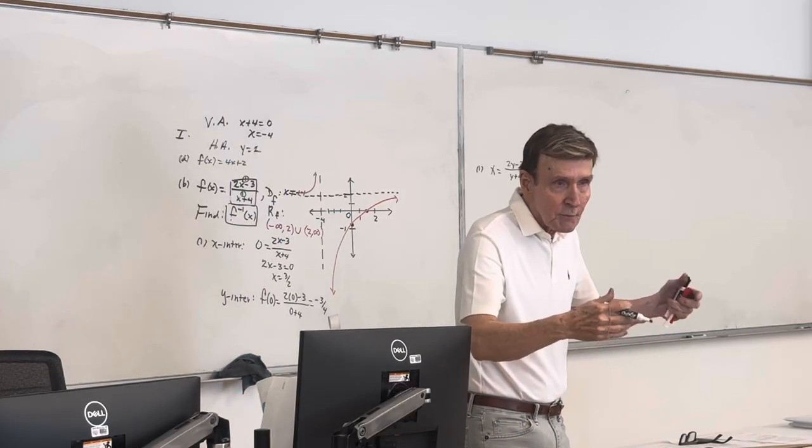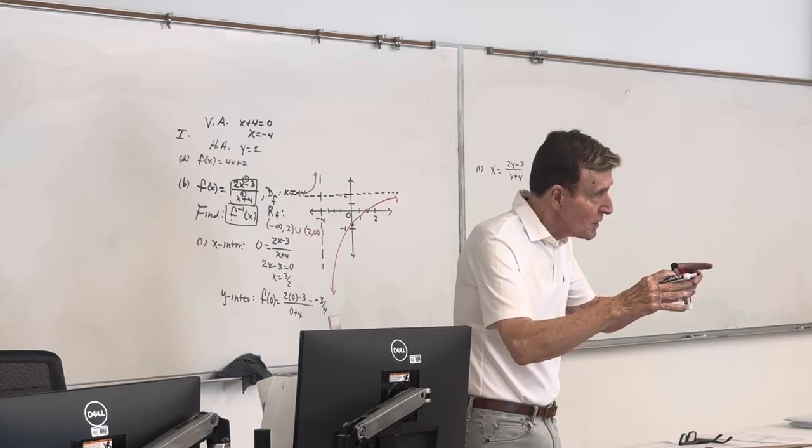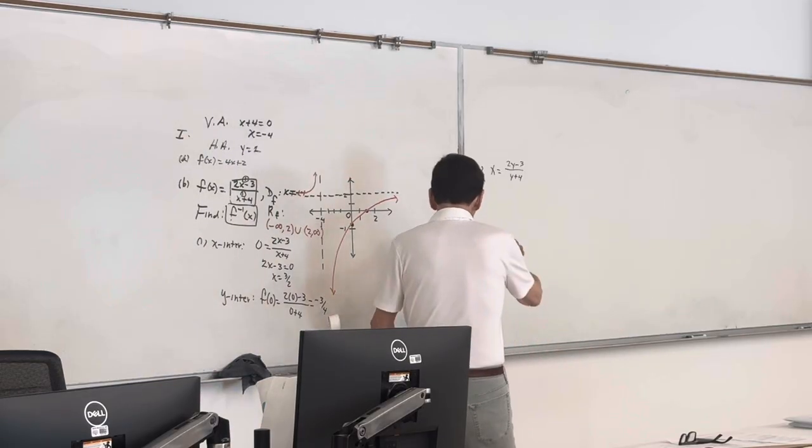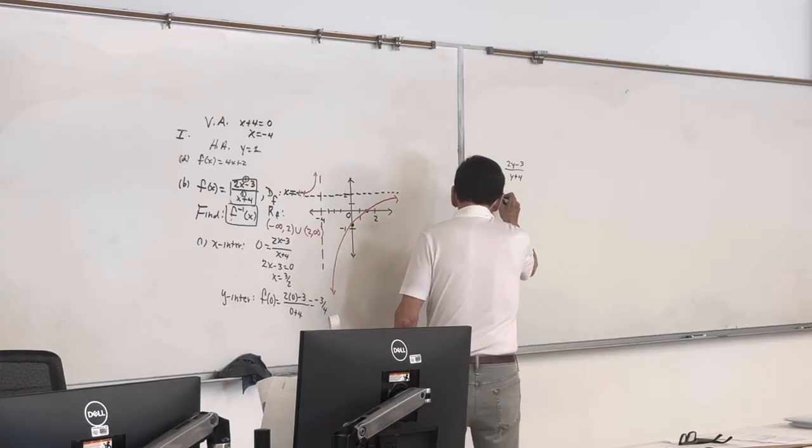And what's step 2 of the 2-step plan? First you interchange. Step 2 is solve for y. Thank you. You got to solve for y. There's only 2 steps.